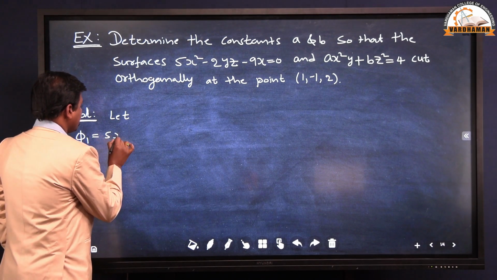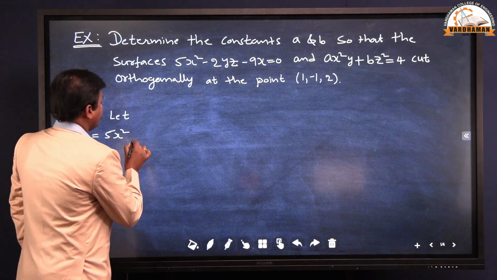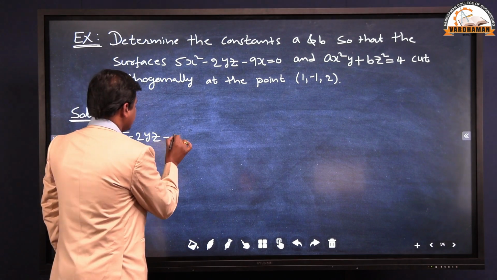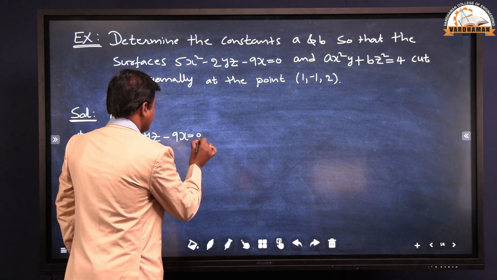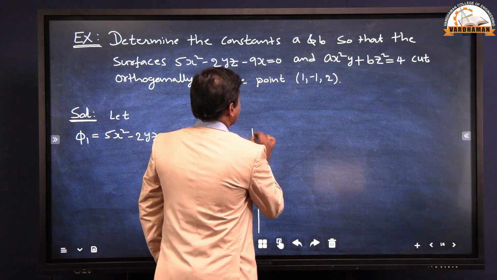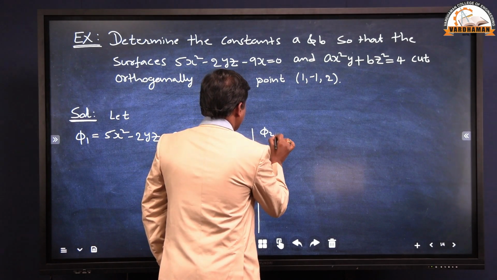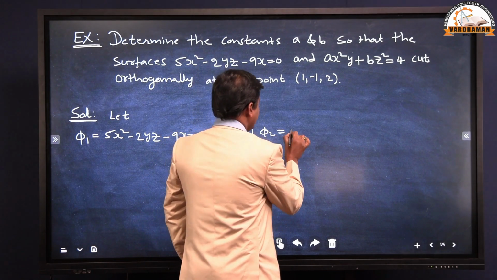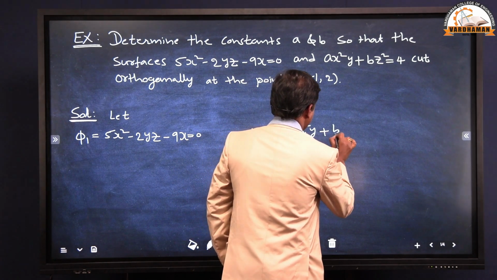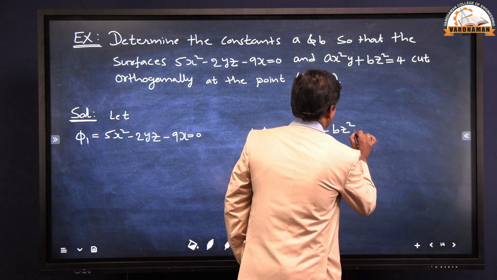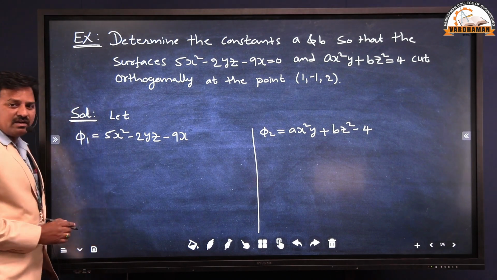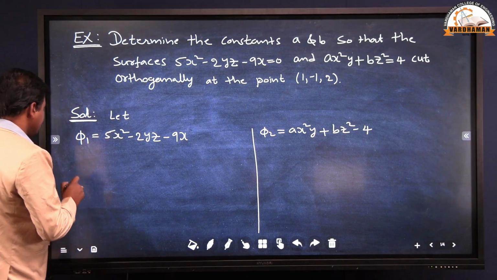the first surface 5x square minus 2yz minus 9x equal to 0. Next, phi 2 equal to a x square y plus b z square minus 4. Find del phi 1 and del phi 2 at that point.